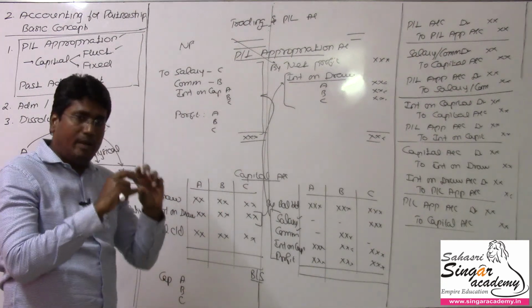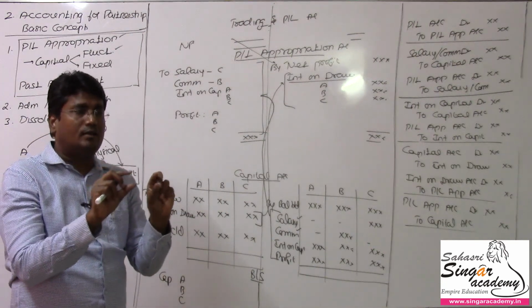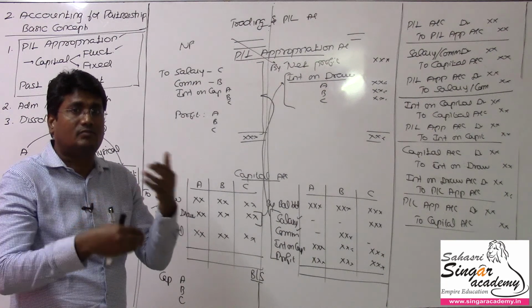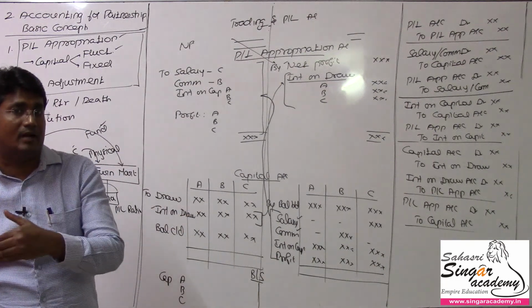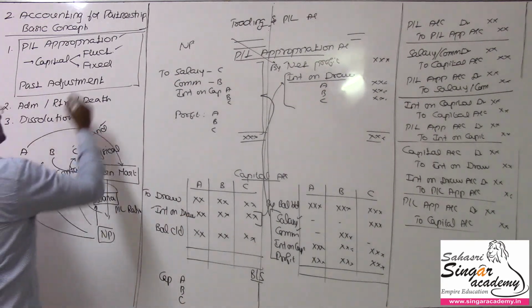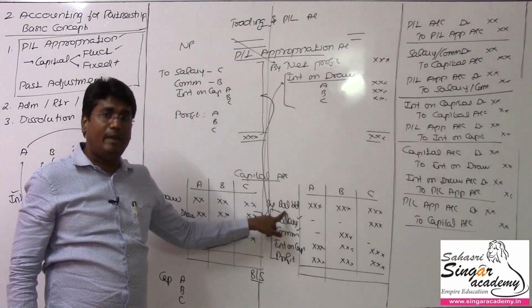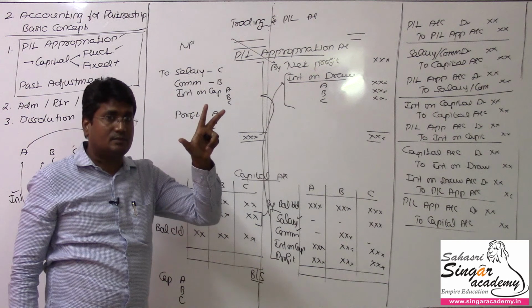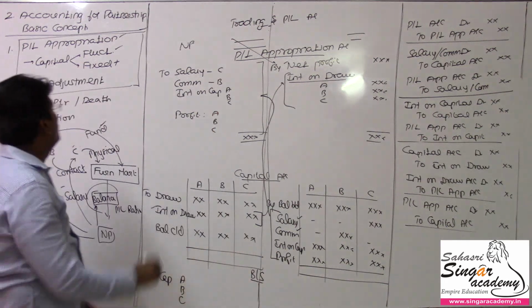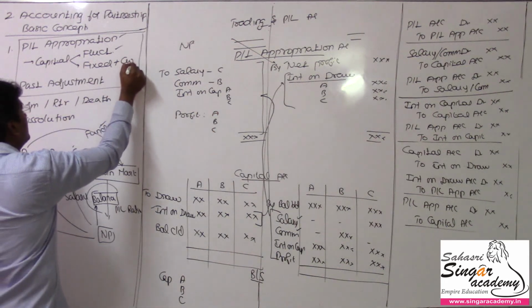So they want to maintain a separate record for the original investment, and the rest of the tentative changes we have to maintain separately. That will come under fixed capital account. So in fixed capital account, the original capital investment made by them remains as it is. Whatever adjustment we do will be recorded in a new account called current account.